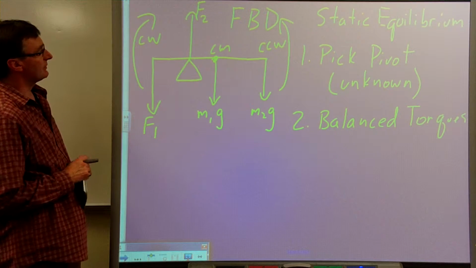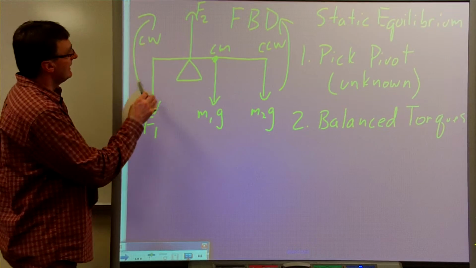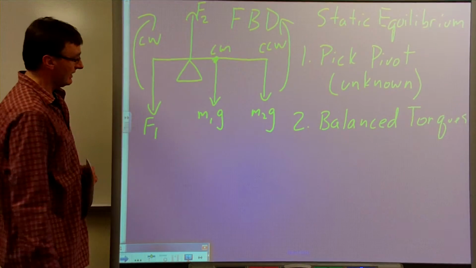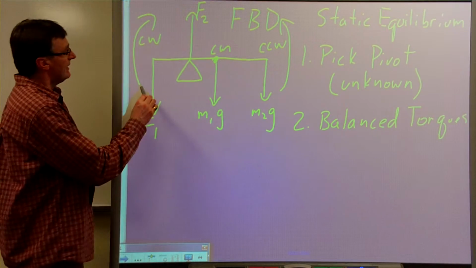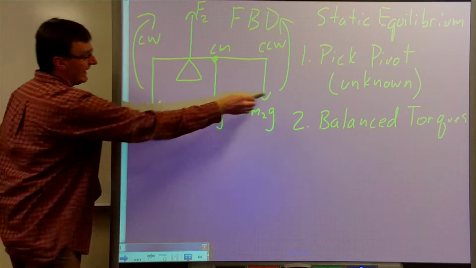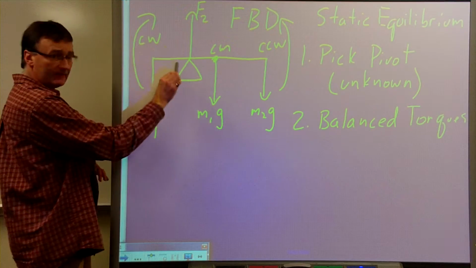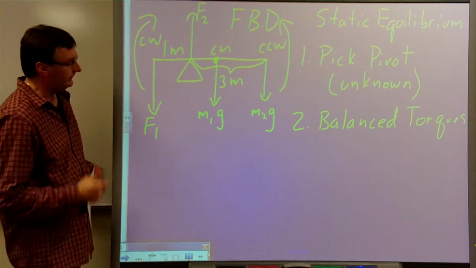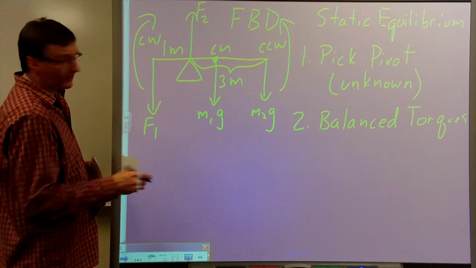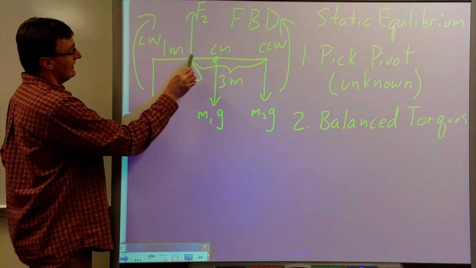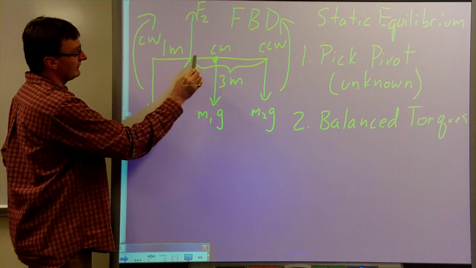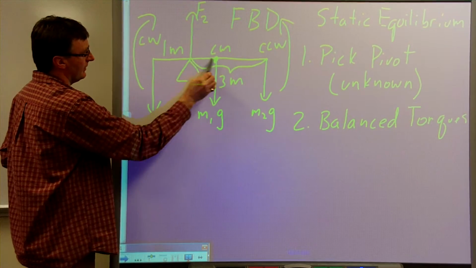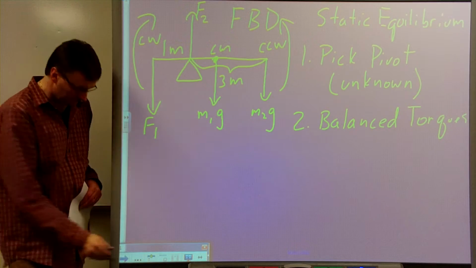So we're going to write our balanced torques. A couple of things we haven't put on here yet. We should indicate the direction of clockwise and the direction of counterclockwise. We should have that on our diagram, and that will help you figure out your directions. The other thing we didn't put on there was the distances. This distance is 1 meter, and from here to here is 3 meters. And so from the center of mass to the pivot point would also be just 1 meter.